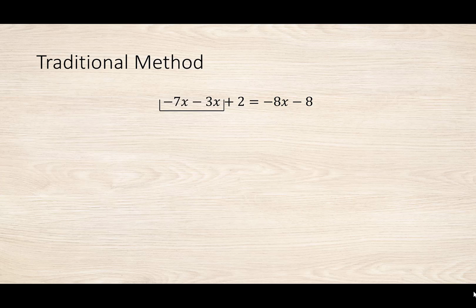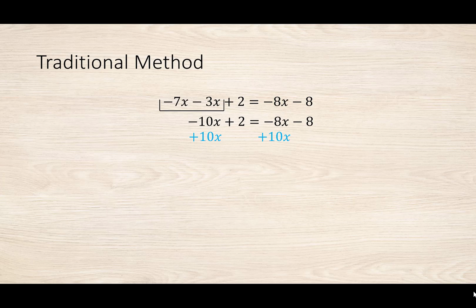So negative 7 and negative 3 are going to give me a negative 10x plus 2 equals negative 8x minus 8. Again, I'm going to take my smaller x value and move it to the other side of the equal sign using inverse operations. You don't have to choose the smallest one. I just like to because I'm less likely to deal with negative numbers. So negative 10 is smaller than negative 8. So the inverse of negative 10 is positive 10. So I'm going to add 10x to both sides.